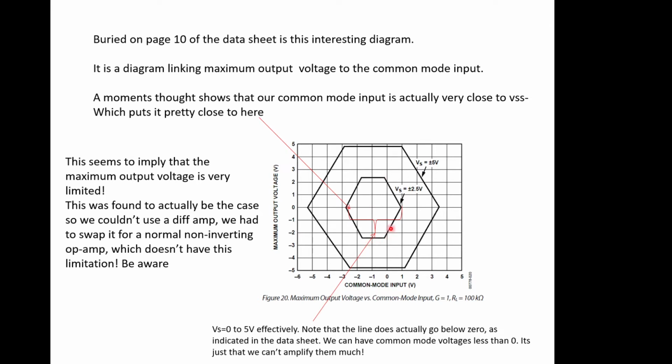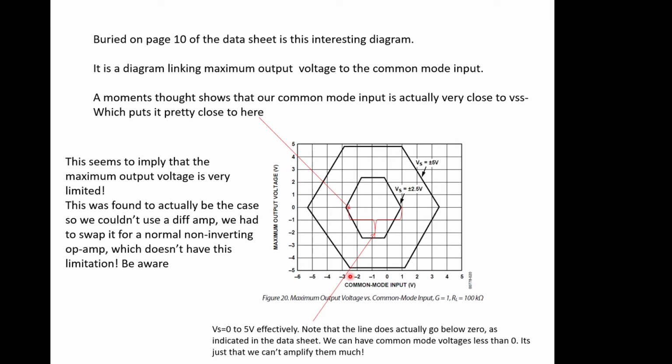These areas here are operating areas, so under these conditions Vs equals plus or minus 2.5 volts, the inside of this shape is where this thing can operate sensibly, and if you ran it on plus or minus 5 volts it operates in this bigger shape. But what does this shape mean? The axis is labelled common mode input voltage, and this axis is labelled maximum output voltage. So this is how much output voltage you're allowed to have for a common mode input voltage. So we have to think about that.